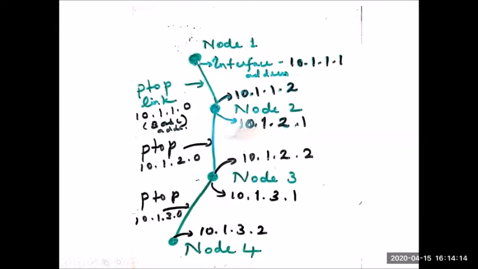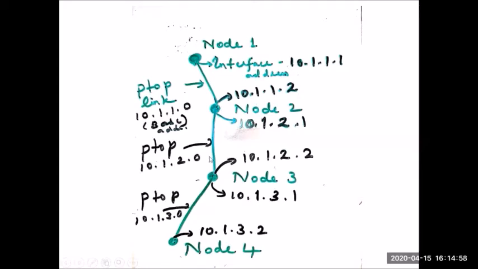So please understand this carefully. The first point-to-point link, between node 1 and node 2, will be given a base address 10.1.1.0. This base address should not be assigned to any of the interfaces. Since it is a point-to-point link, it will have one network interface card in node 1. The other network interface card will be in node 2. Okay, so the first NIC card will get the first address after 0, that is 10.1.1.1, and the second interface card, which is in node 2, will get the second address 10.1.1.2.